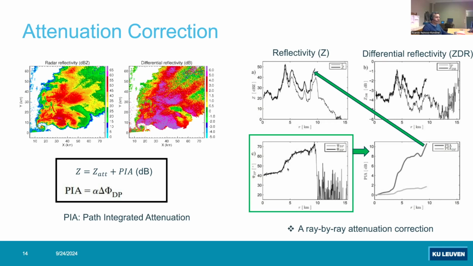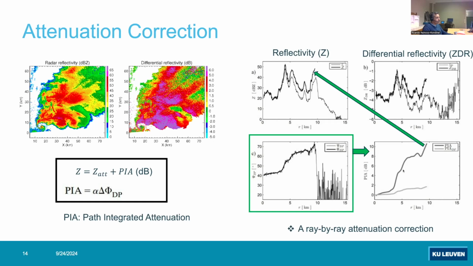That's the disadvantage of this variable. After applying a quite basic filter, then you could have the KDP. And then with some easy parametrization, you can obtain the PIA. So this is on the right bottom panel. You obtain PIA that goes, for example, here from 0 to 10.